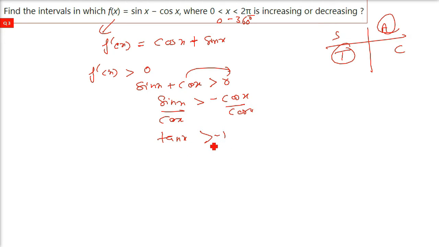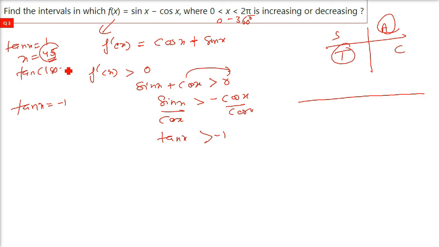Now tan x is greater than minus 1. What does that mean? That is the value of x at which, first of all, it is going to come as 1. Just start with the basics. See, tan x equals 1 is at 45 degrees. And tan 180 minus theta will be negative tan, because tan is negative in the second quadrant. So tan 180 minus 45, you can just write like this, gives 135 degrees, 3 pi by 4.